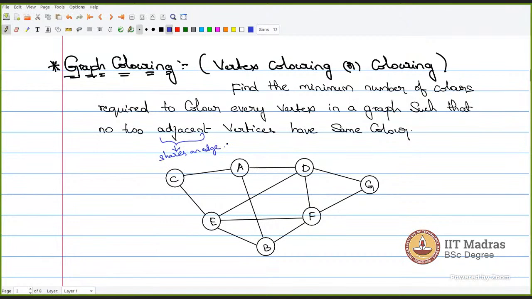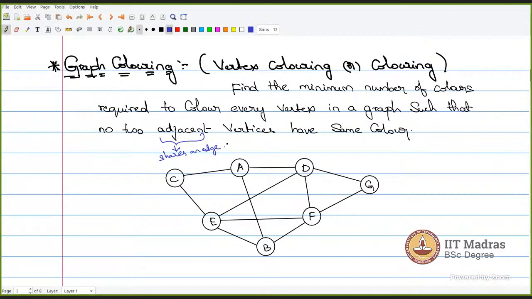So this is simply, you have to give one color to each vertex such that the vertices which share an edge between them shouldn't take the same color. So that is what graph coloring means. So how do we proceed and how do we find the graph coloring?